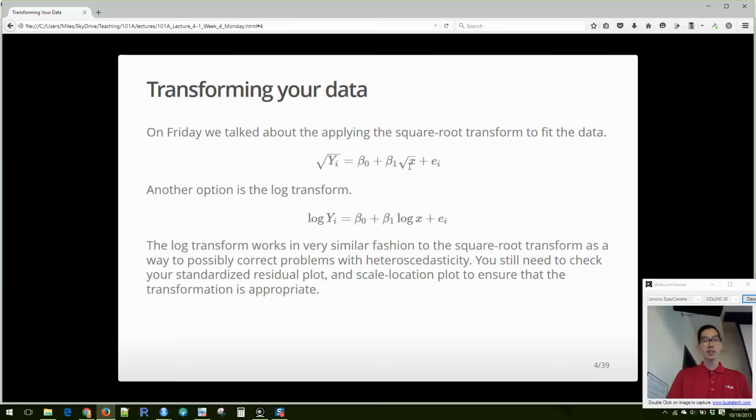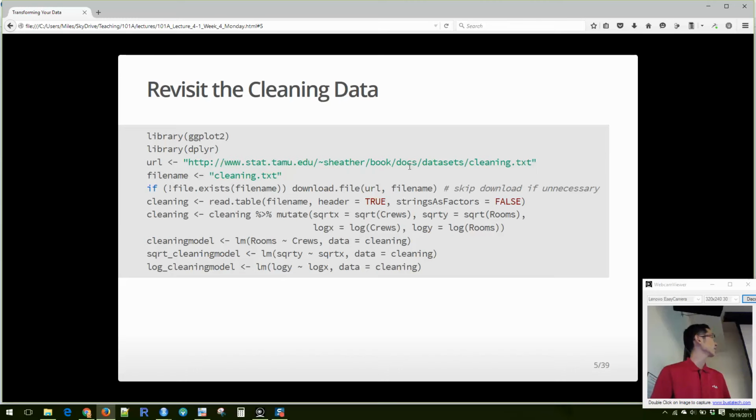And just like before, you've got to check your standardized residual plot to make sure you're not violating assumptions of non-constant variance. You need to check your scale location plot also to make sure you're not violating your assumptions of non-constant variance and other things. So let's try that. Let's go back to the cleaning data.